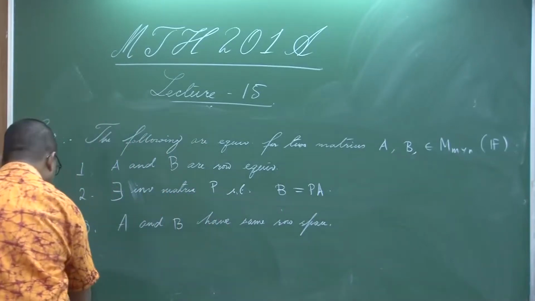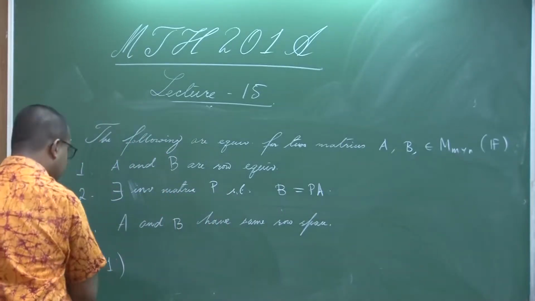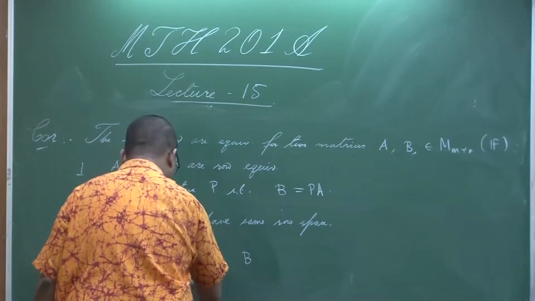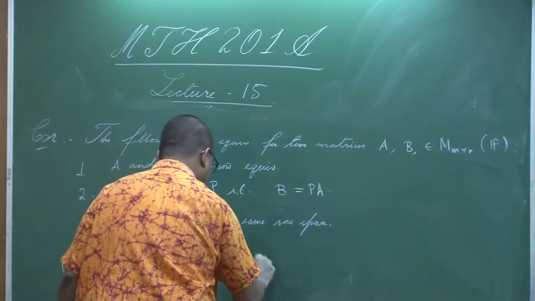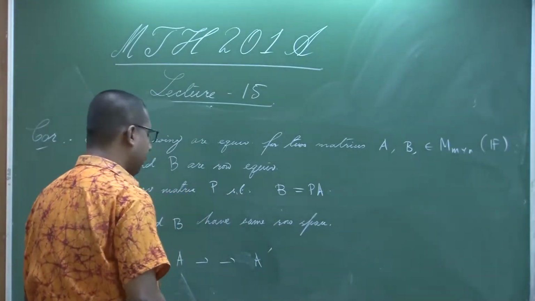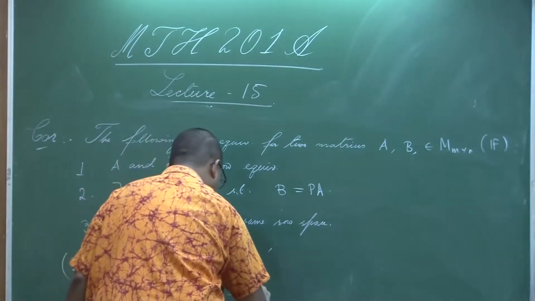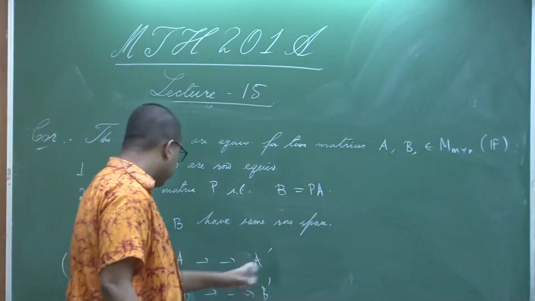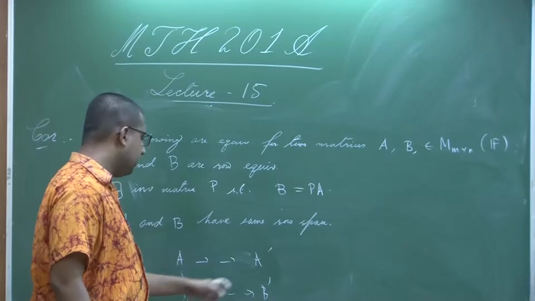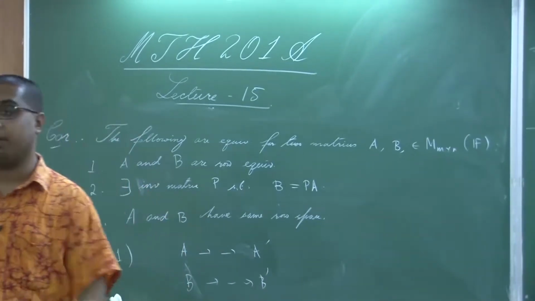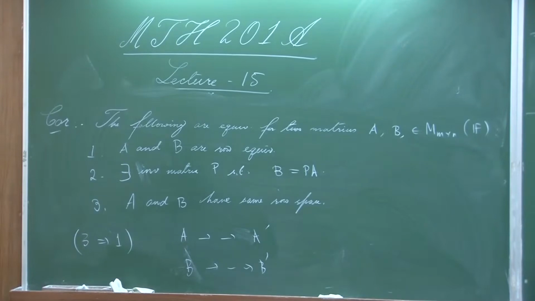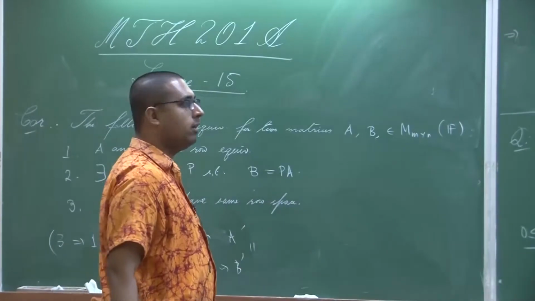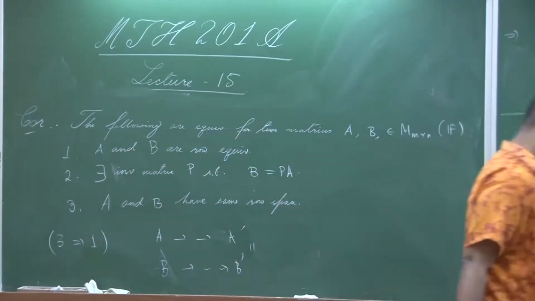So, we only need to prove here that 3 implies 1, and that is actually easy. If they have the same row space, then by applying row operations we arrive at A prime, which is the row echelon form of A. Similarly, we arrive at B prime. Since A and B have the same row space, A prime and B prime will have the same row space. Now, A prime and B prime are row echelon matrices, so from the uniqueness in theorem 2 it follows that A prime equals B prime. That shows A is row equivalent to B.